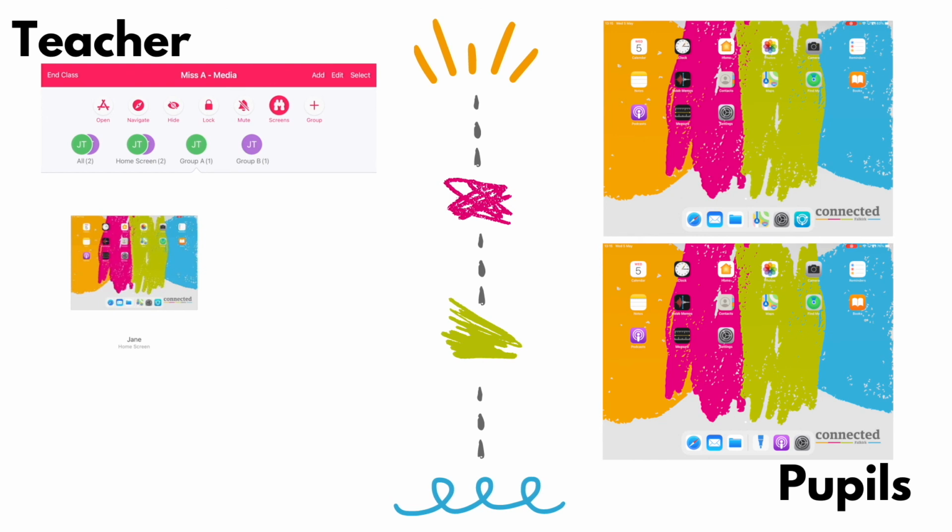We know that a lot of these functions could be really useful. So you can see here I've now got my two different groups, and I've also still got my All tab, which is always on the left, so I can navigate between using all of the devices, individual group devices, or by tapping on an individual pupil I can manage their individual device. So hopefully you have found that useful.